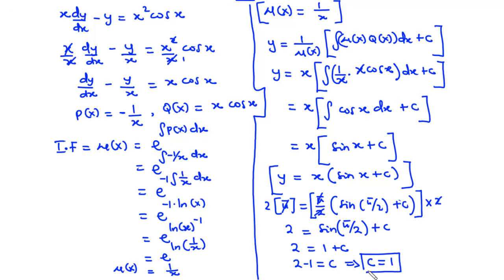So the value of c is equal to 1. So we are going to put in 1 in place of c in this general solution. Okay, so that's going to be y equals x into bracket sine x plus 1, and this happens to be the particular solution of the given differential equation given that y of pi on 2 is equal to pi.